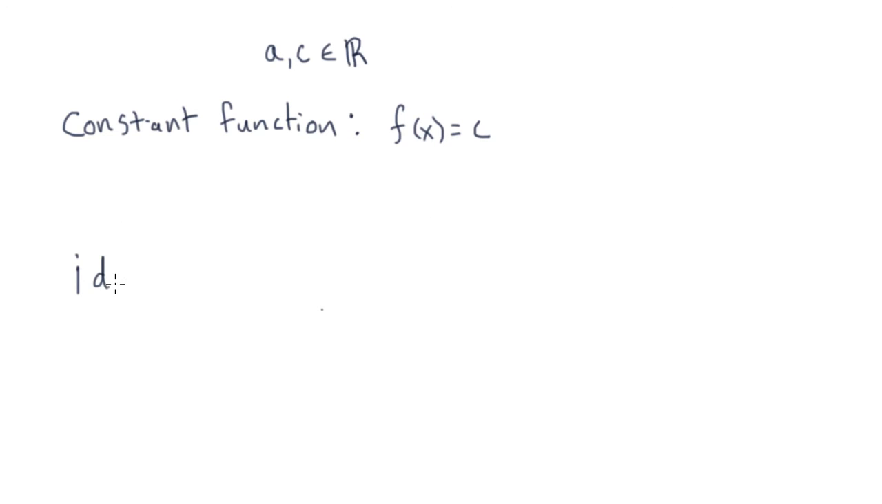And then we have what's called the identity function. And the identity function, well, it's called the identity function because it just takes whatever the input is and it gives the same input as the output. So it just identifies what the input is as the output. And that's just f of x is equal to x. Okay, so let's think about the limits of these two functions.